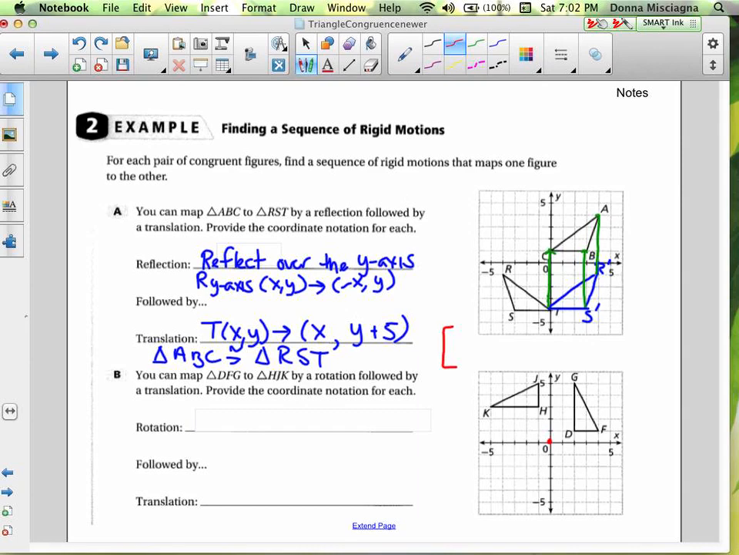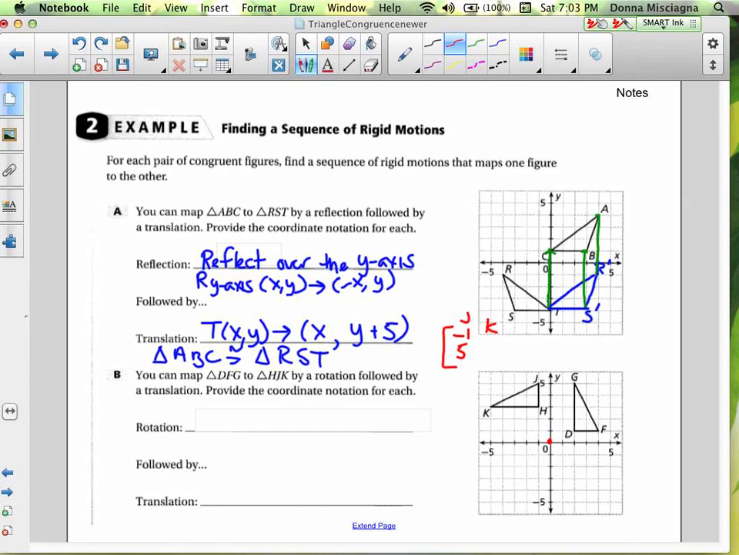But for the rotation, let's write down our coordinates. I think that'll help us. I always write down my matrix to help me out when I'm doing the transformations and to keep track of things. You can be much more accurate when you do that. But let's definitely do it for the rotation.